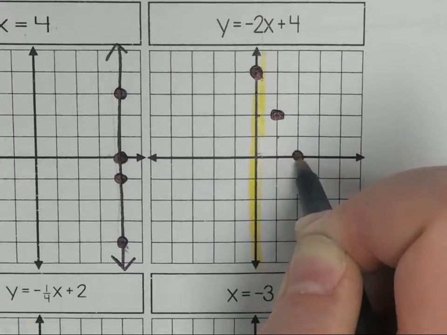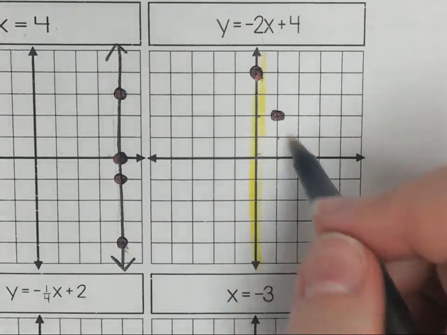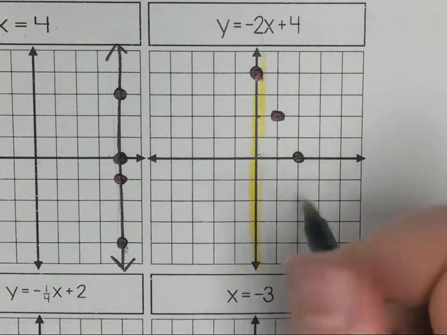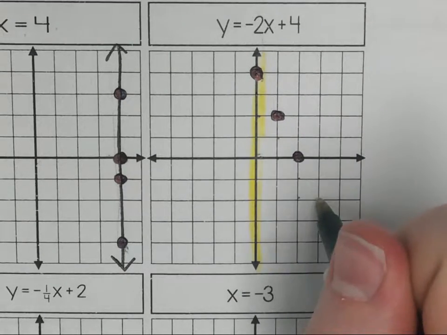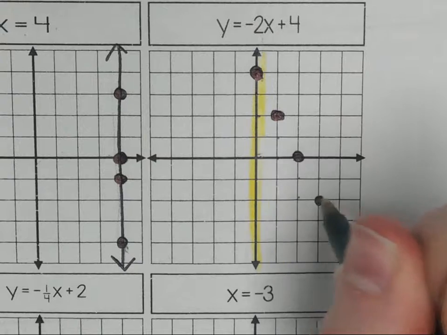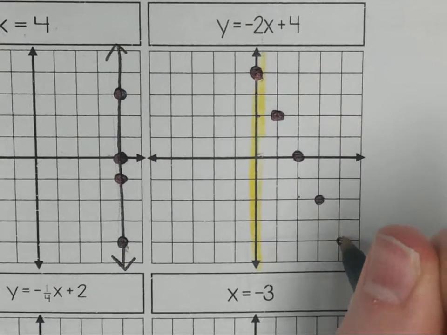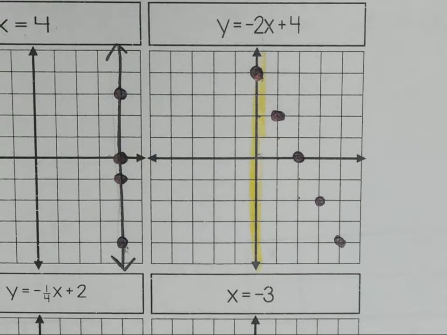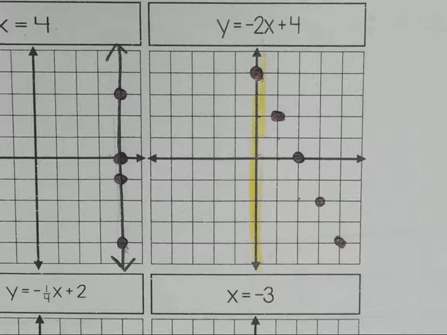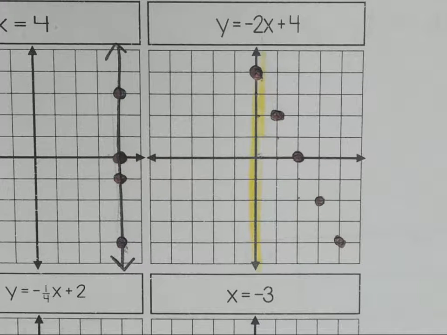Our slope is negative, so our line should be going down. Down 2, right 1. Again, we can keep doing this until we run out of space on our graph, or you get tired of doing it. I would say at least do 3 points. You only technically need 2, but it's helpful to do 3.